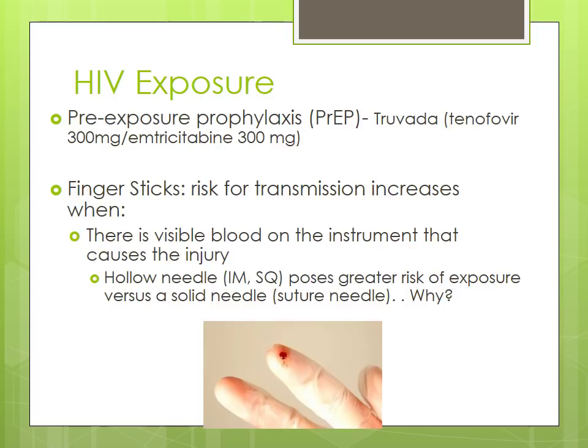So body substances that aren't considered infectious for HIV, unless they're really obviously bloody, are things like feces, nasal secretions, sputum, saliva, sweat, tears, urine, and vomit. So they do not require prophylaxis, unless they're very visibly contaminated with blood.